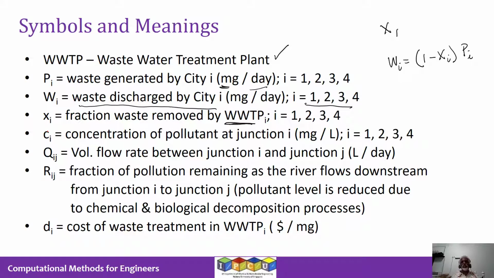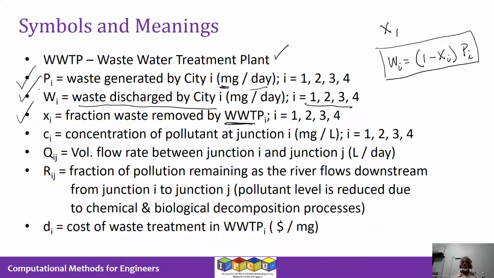If the fraction waste removed by the wastewater treatment plant Xi equals 1, so Wi will be equal to 0. If Xi is equal to 1, Wi will be 0. That means all the pollutant that is produced by the city I is handled by the wastewater treatment plant I perfectly. So this equation should make sense given the descriptions of Pi, Wi and Xi.